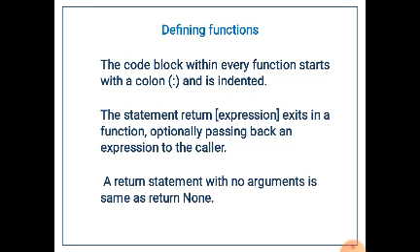So here the values that are sent from the main program to the subprogram are called arguments, and the values that are sent from the subprogram, passing answers to the main program, are called the return values. So here we see a return statement with no arguments is the same as return none. So what is return none? A return statement with no arguments is the same as return none.